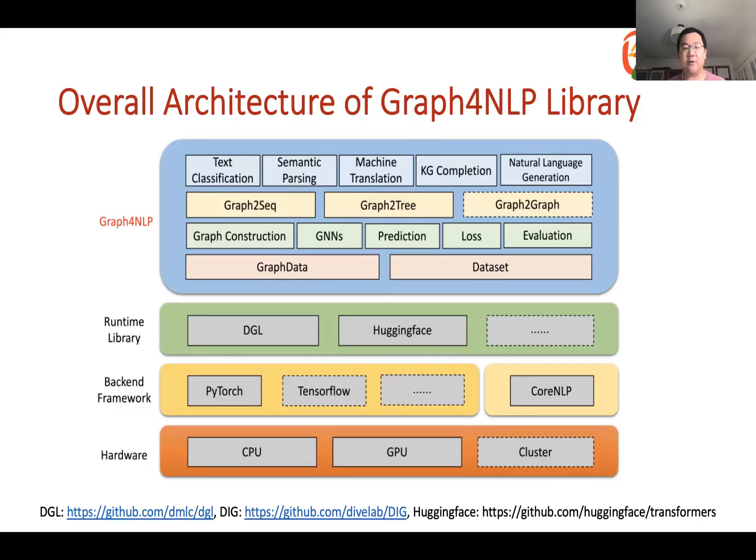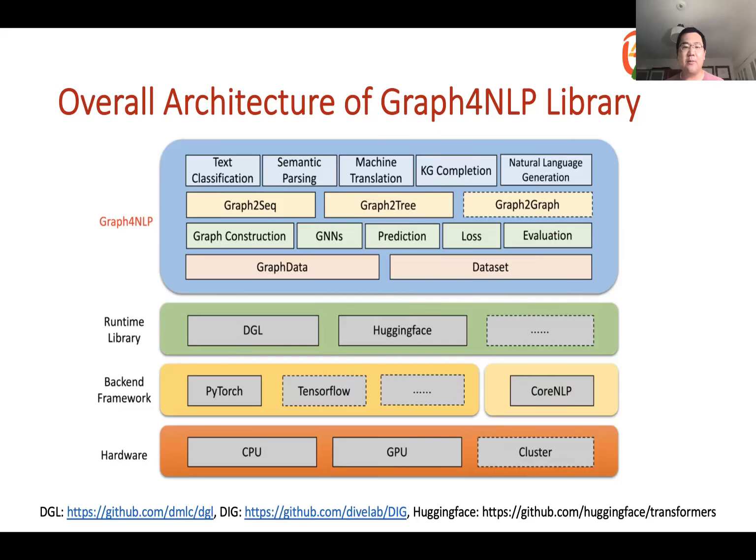The first layer is the graph and data layer. The second layer is our module layer. We have graph construction, we have graph encoders, we have prediction, loss, and evaluation parts. And beyond that, we also have a high-level model layer where we provide Graph2Seq, Graph2Tree. We'll also provide Graph2Graph models once we have chosen a general framework for that.